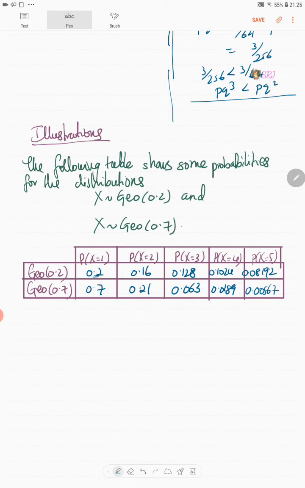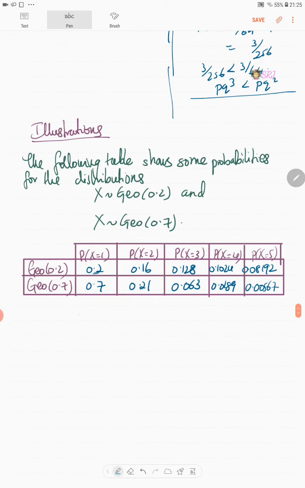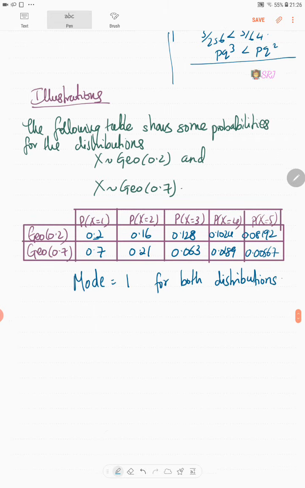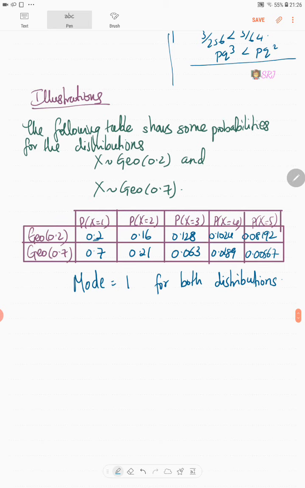And also we can see the second feature, where the probabilities are decreasing. And the second one also, we can see that the highest probability is 0.7, and again the probabilities are decreasing. So we can clearly say that mode is equal to 1 for both distributions. So whenever we have to calculate the mode for a geometric distribution, we just have to write it as 1. No calculation is required.